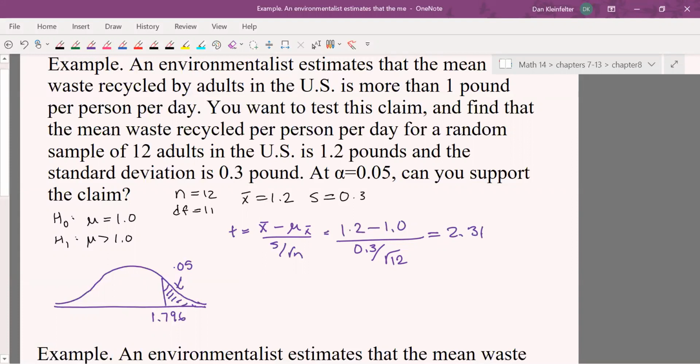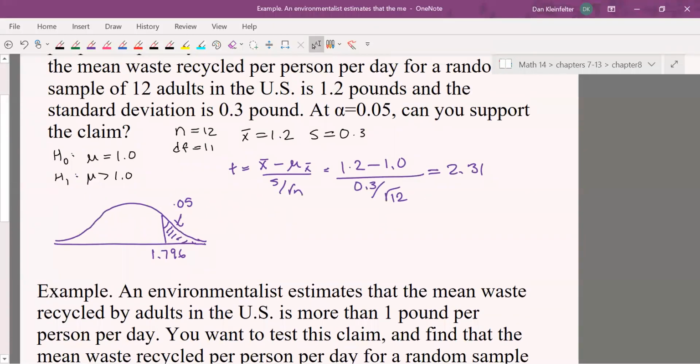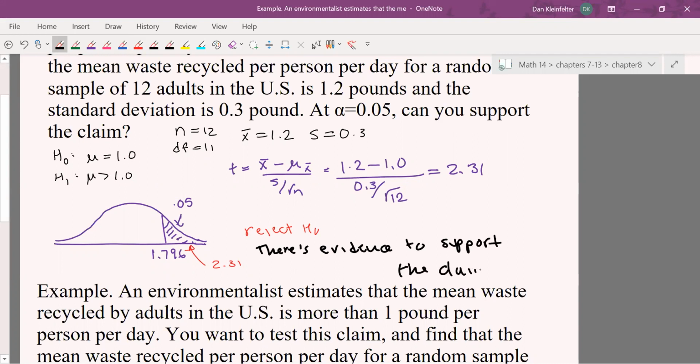Okay, so that's 2.31, which is higher than 1.796. And so based on this, we're going to go ahead and reject the H0. And if we're rejecting the H0, that supports the H1. So we could say there's enough evidence to support the claim. Okay, so that will do it.